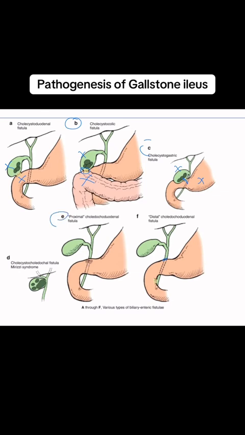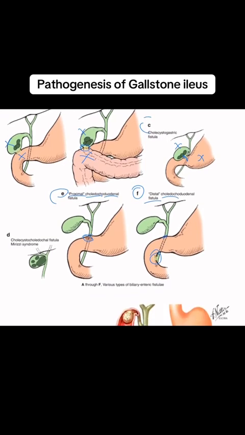And picture E, you can have an abnormal connection of the biliary tree. Let's say this is the common bile duct and the duodenum right here, and it's proximal. So right here, proximal choledochoduodenal fistula. And for F, here is an abnormal connection between the common bile duct and the duodenum, choledochoduodenal fistula.